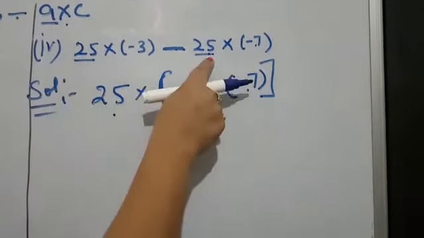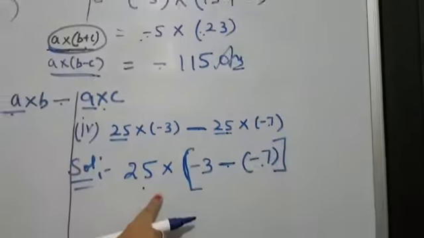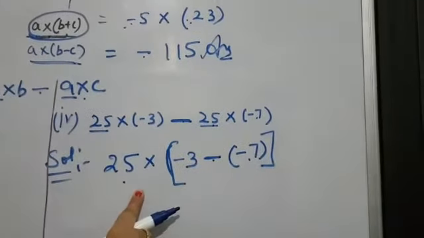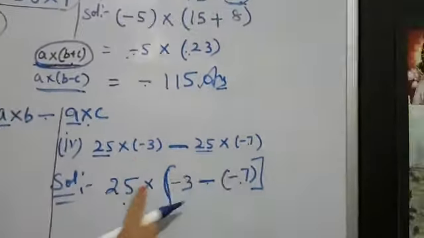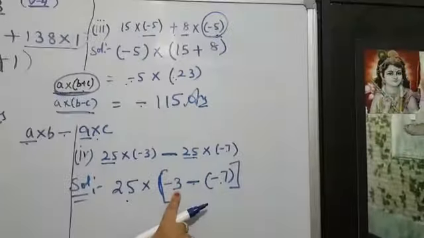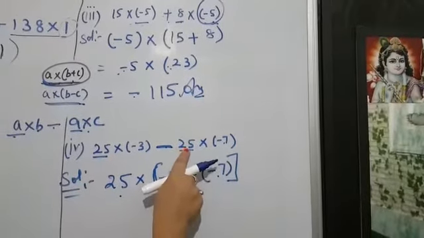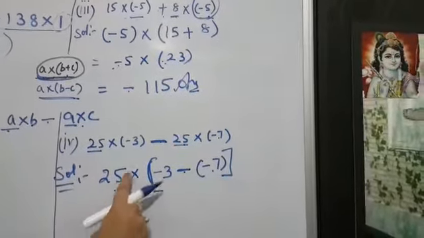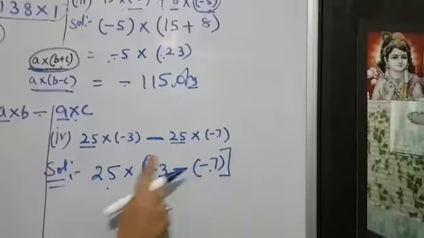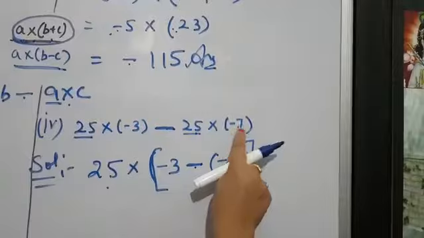Students, 25 and 25 I have taken already common. In all three sums I have done the same, so I think it should be clear to you now. 25 and 25 taken common. What is left in the first term? Minus 3. It will be written here, with the sign in between. Minus 7. 25 again taken out common. It will be written only once, so I have written it outside. So what will be left inside? Minus 7.